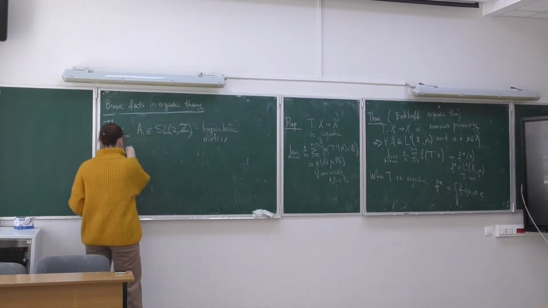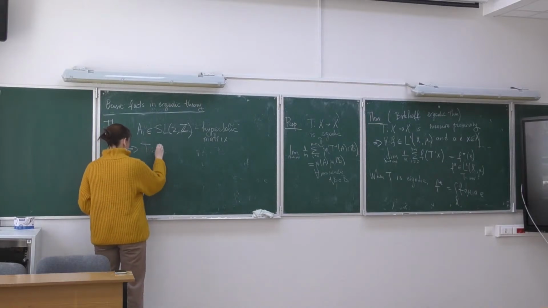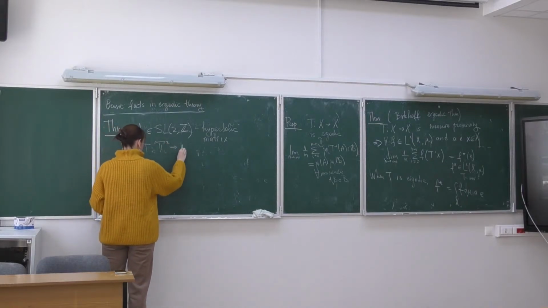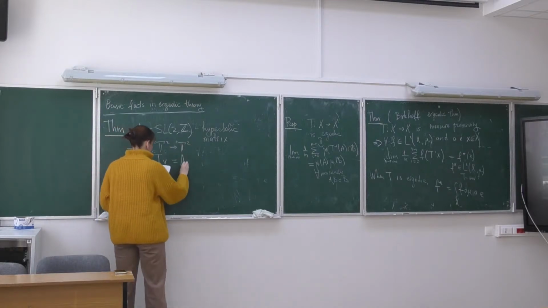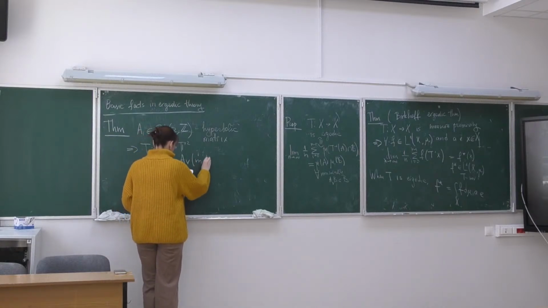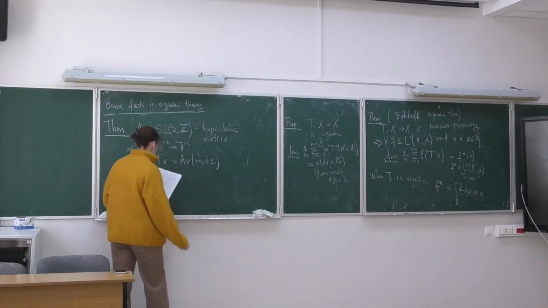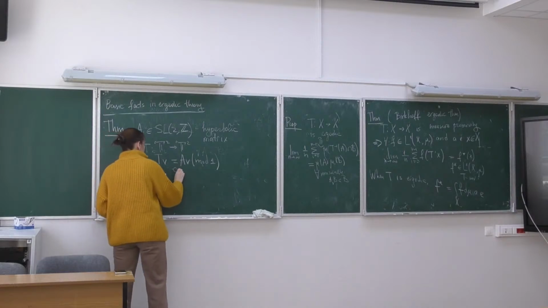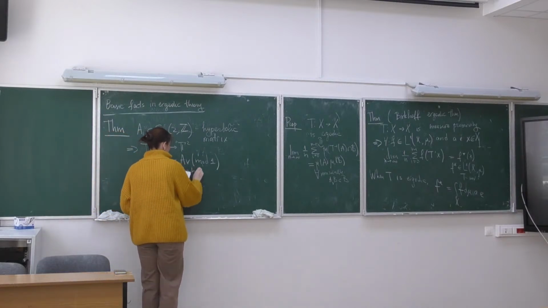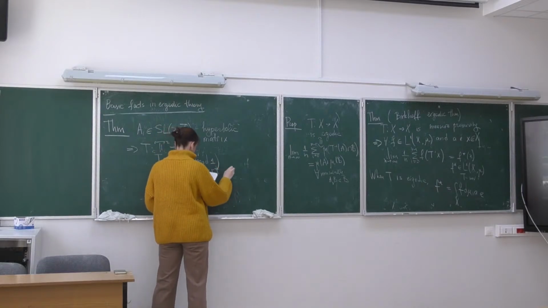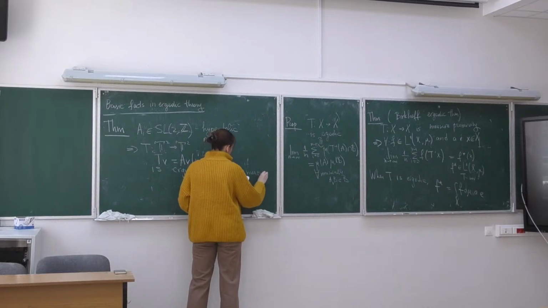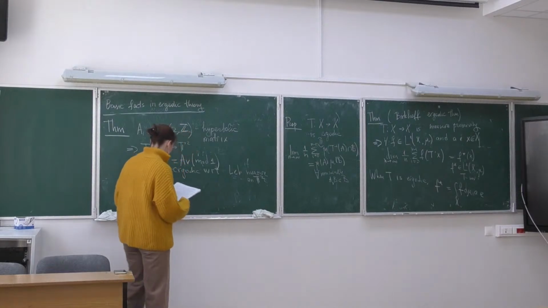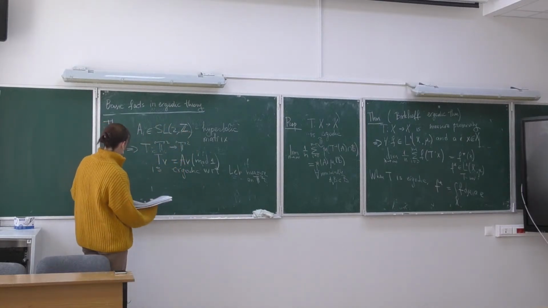And then we consider a map from the two-dimensional torus to itself. The map will be defined by Tv equals Av modulo 1. I claim that this map is ergodic with respect to the Lebesgue measure we have on the two-dimensional torus. So I will try to explain the general idea.